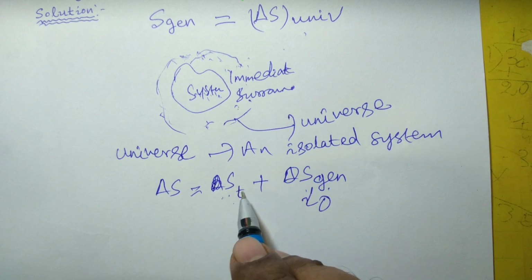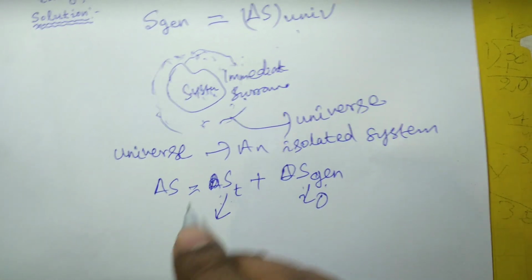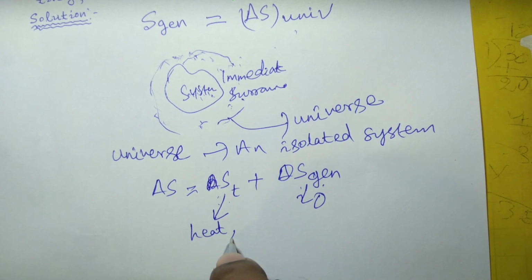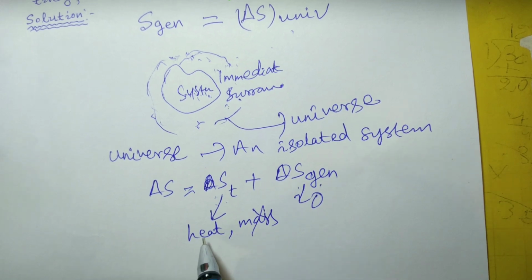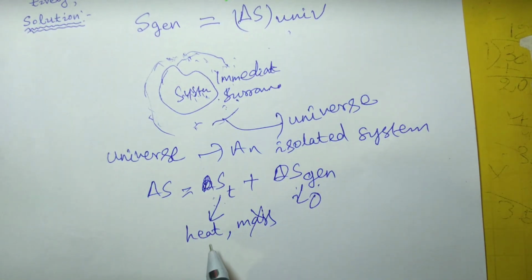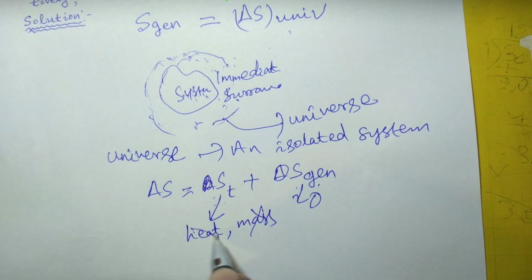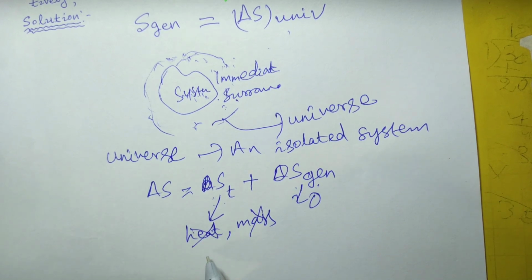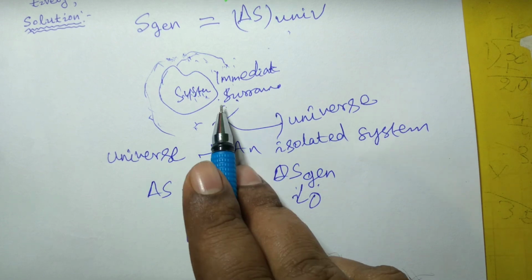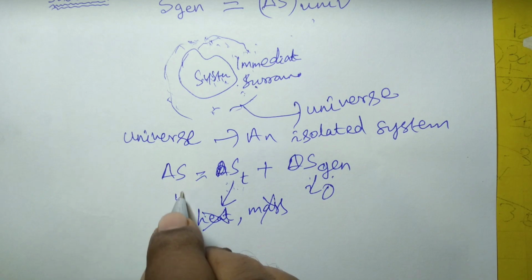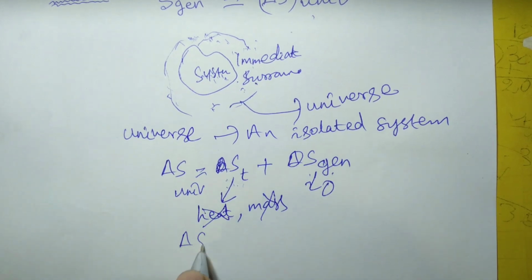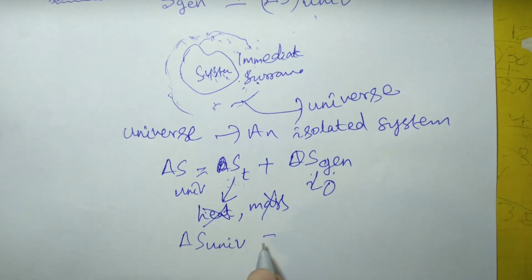And entropy transfer can take place either through heat or through mass. And in case of a closed system, there is no mass transfer between system and surroundings, so this is zero. And in case of an isolated system also, heat interaction is not there, because in case of isolated system there is neither energy nor mass interaction, so this term is zero. So only delta S universe becomes equal to entropy generation.